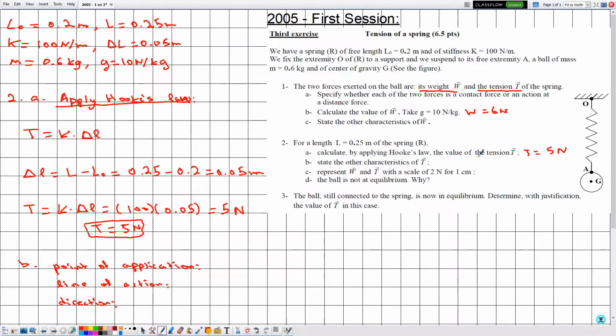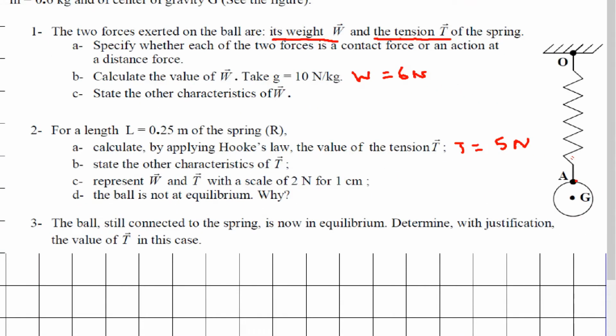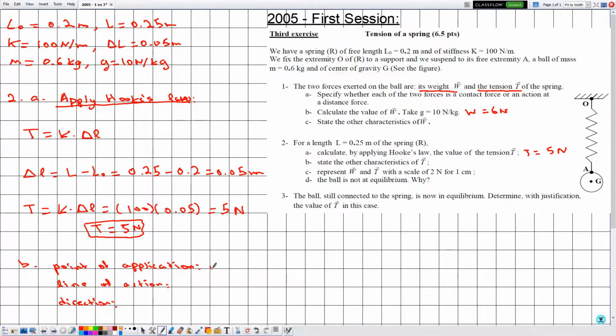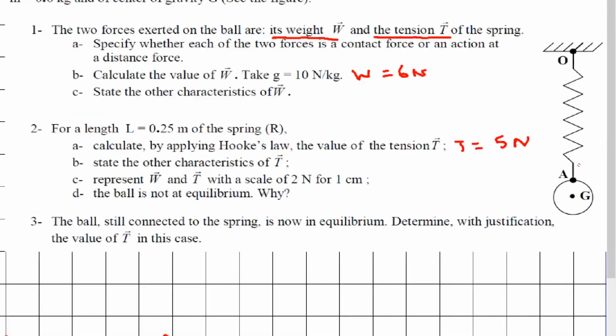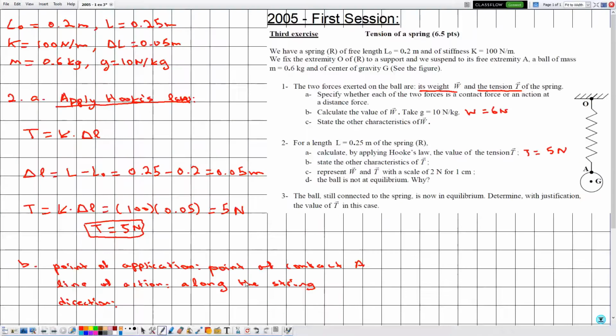Now, because T is classified as a contact force, the point of application will be the point of contact between the two bodies that are interacting, the solid S and the spring A. So it is the point of contact A. And we know that the direction, the line of action of the tension T, is always along the string. And here along the string is given by vertically upward. So the line of action is vertical and the direction is upward.